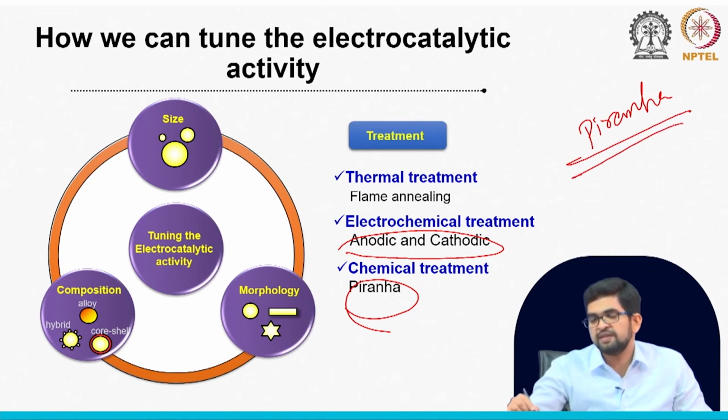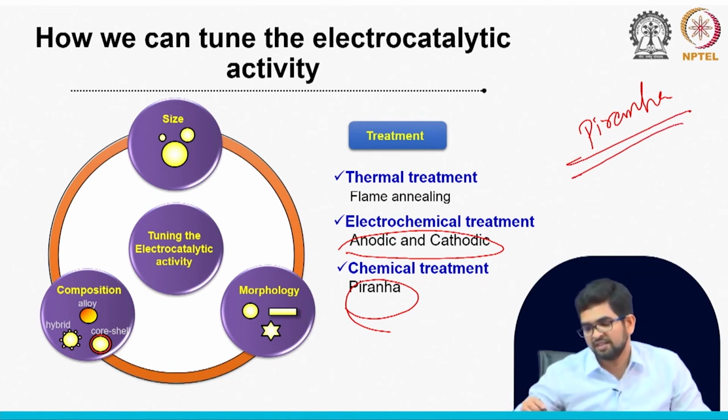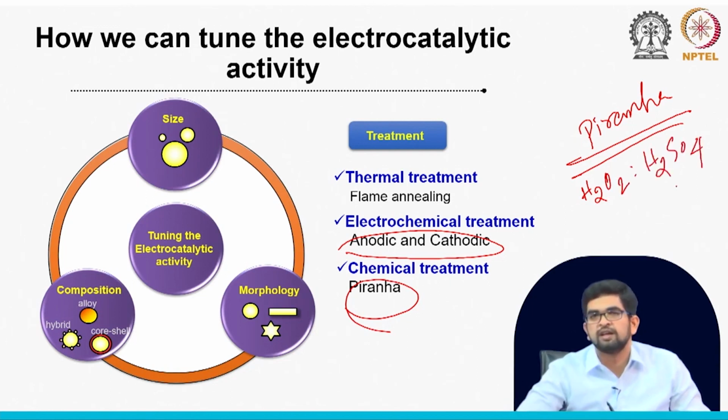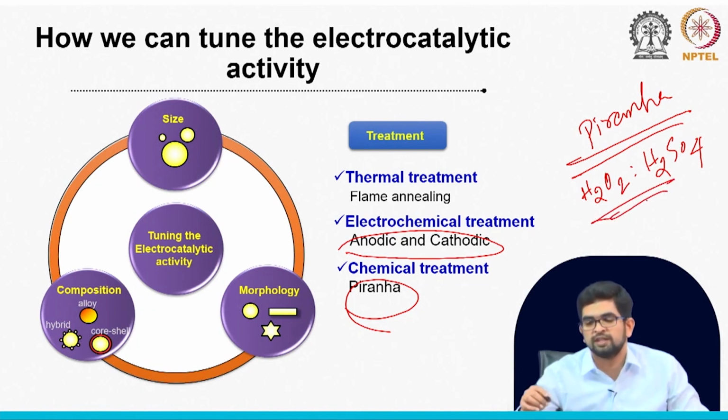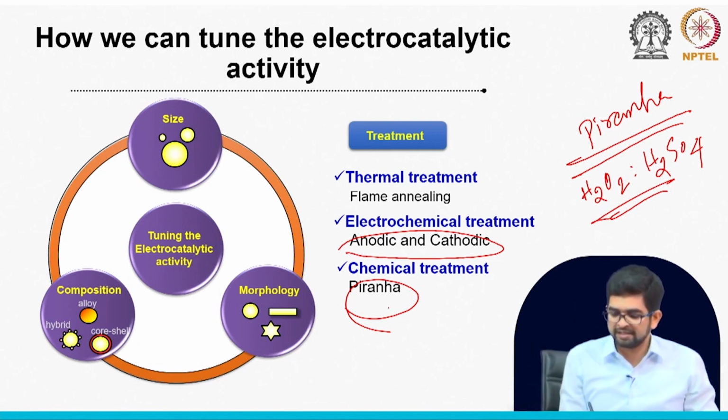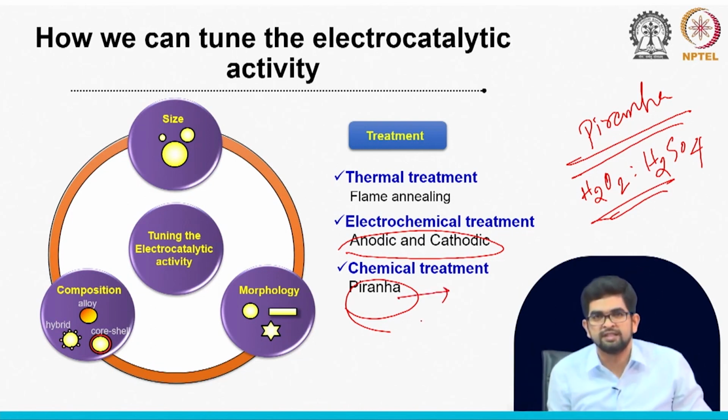Piranha is a very strong oxidizing agent. It is the mixture of hydrogen peroxide and sulfuric acid, and this mixture can generate very strong oxidizing species, and you have to be very careful when you handle these piranha solutions. Immediately it can burn your hands if you touch this piranha solution. So that's why handling this kind of chemical is not easy.